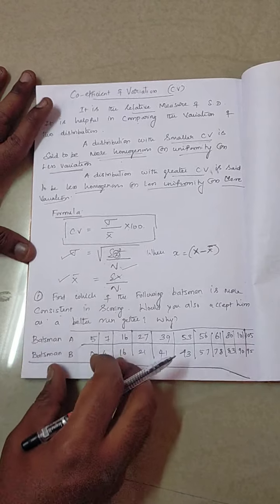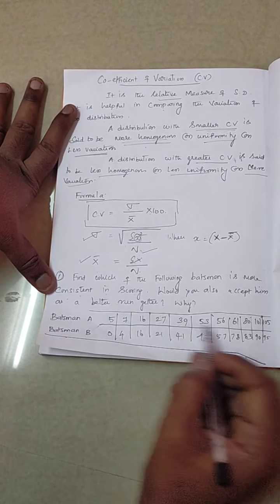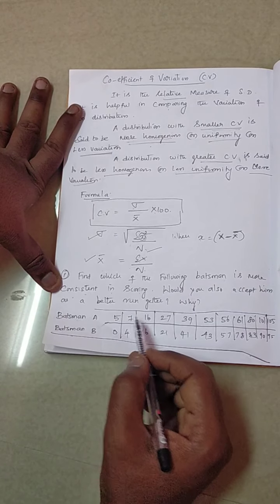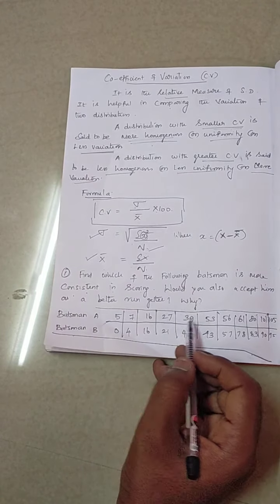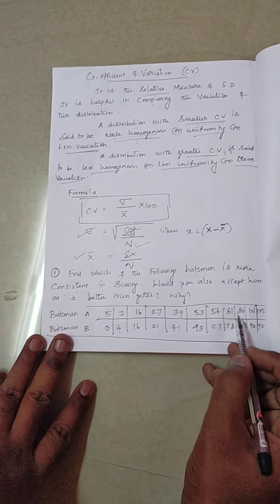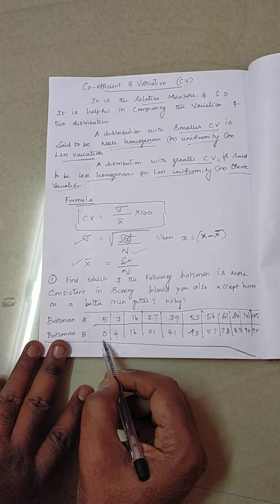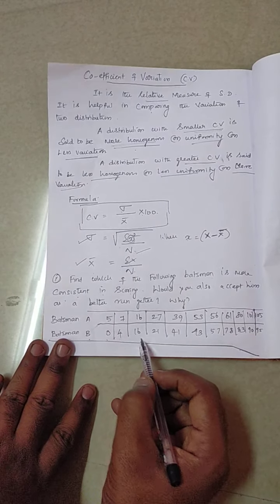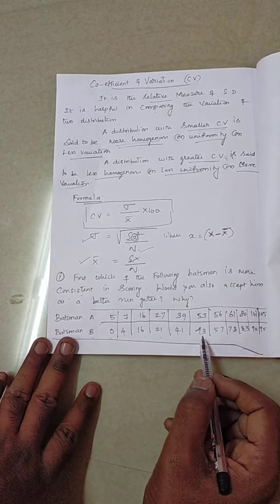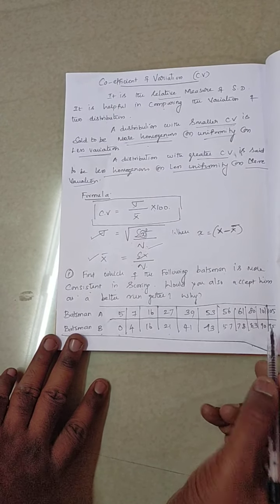Why? Now, batsman A and batsman B. Batsman A's score levels are 5, 7, 16, 27, 39, 53, 56, 61, 80, 101, 105. Batsman B's score levels are 0, 4, 16, 21, 41, 43, 57, 78, 83, 90 and 95.